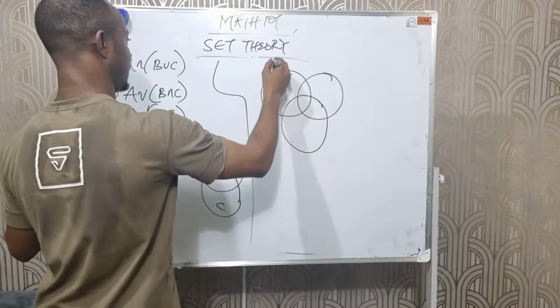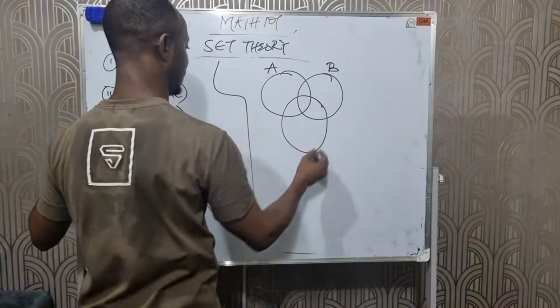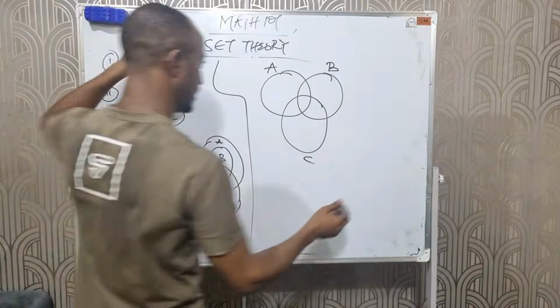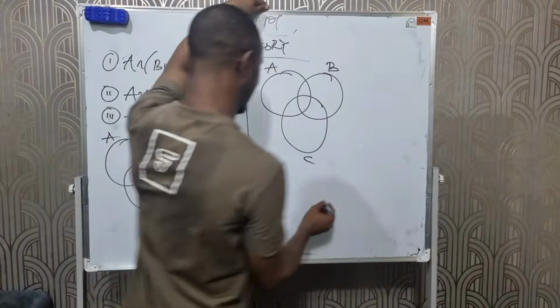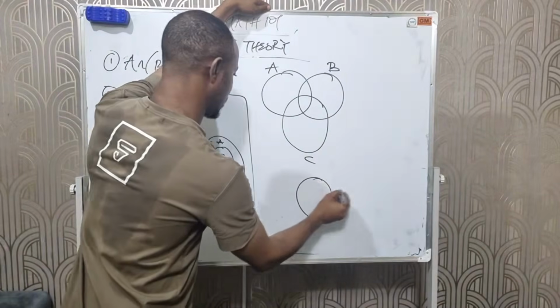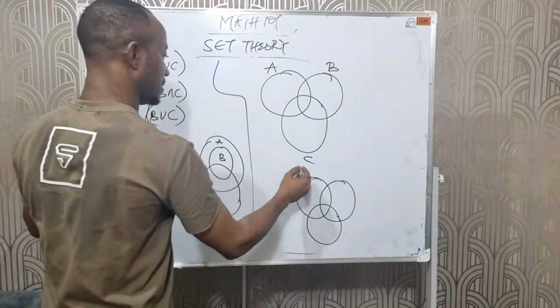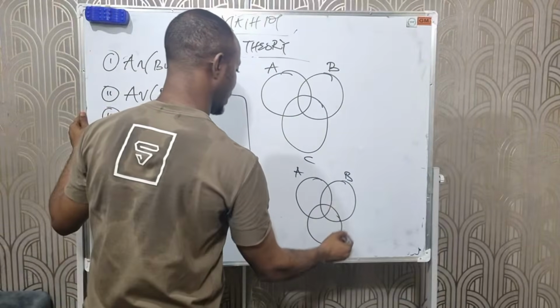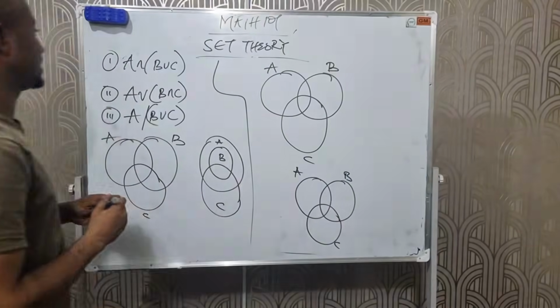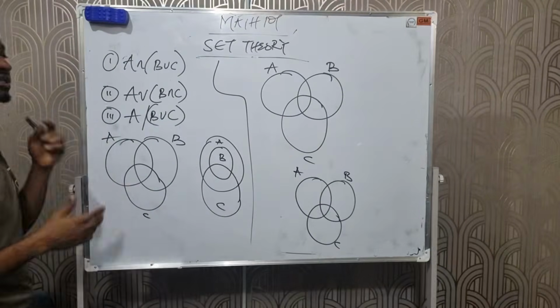Bring it out this way. We have A, we have B, and we have C. Then also bring out another duplicate of it this way, and this way. We have A, we have B, and we have C. Here we are connecting, we are relating two things together.